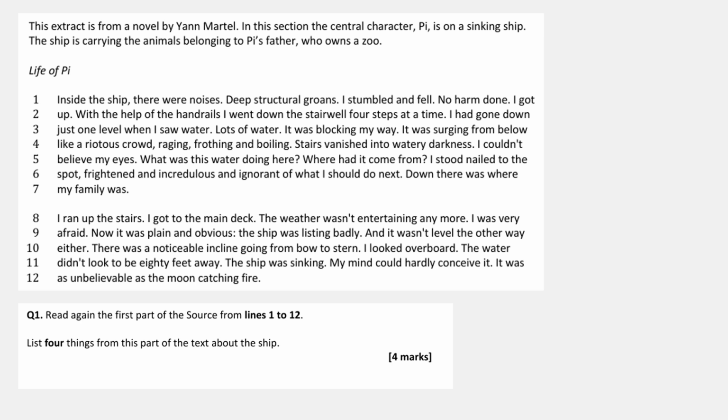Okay, so here's an extract from Life of Pi. Pause the recording and then have a go at answering this question.